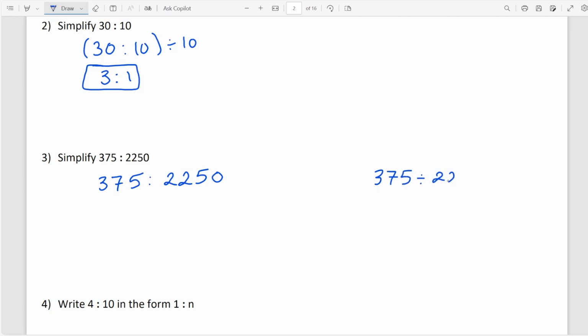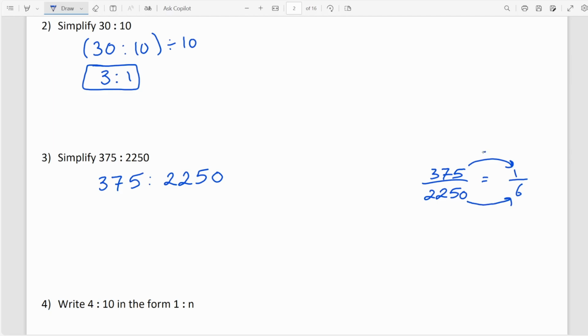Now, you can use a trick by writing on the calculator 375 divided by 2250, okay? Because this will simplify as much as possible. So it will give you 1 over 6. Now, wait, let me just rewrite this. So what you should write on the calculator is either that division or a fraction like this, okay? So we can see that the 375 became 1 and the 2250 became 6.